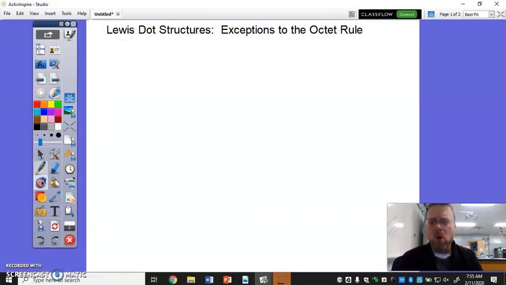Probably the most important exception to that is hydrogen. So remember, hydrogen is stable with 2 electrons. And what this means is that whenever you see something connected to hydrogen in a Lewis dot model, there will never be anything besides just a single bond connected to hydrogen.